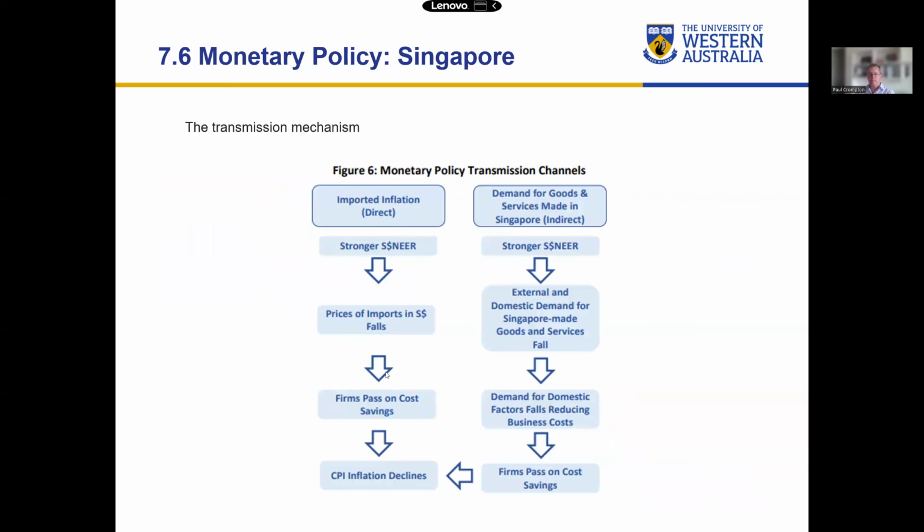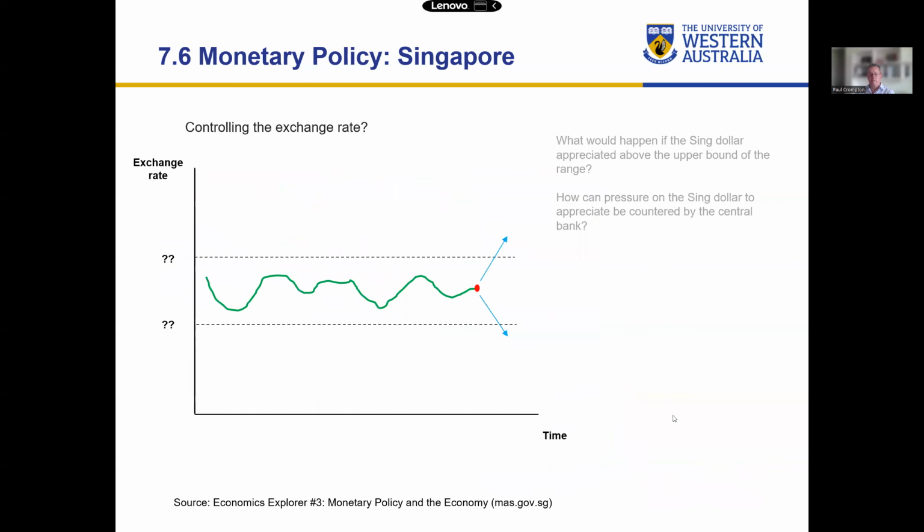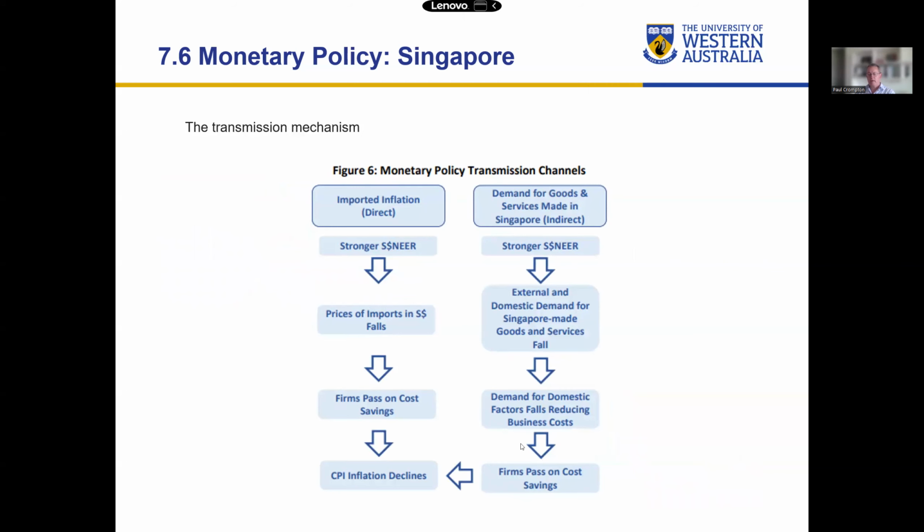And finally, this is a diagram taken from this publication here. So this Economics Explorer number 3, this is one you really need to read and absorb and really understand the differences between monetary policy in Singapore and Australia. It's an important part of the course. So don't forget to read that Explorer.